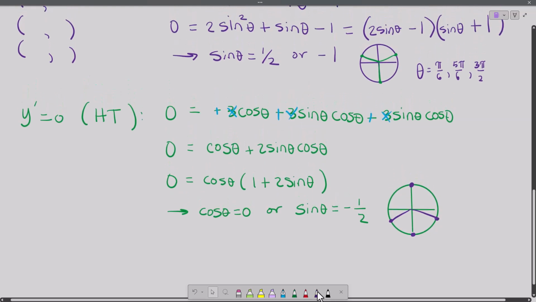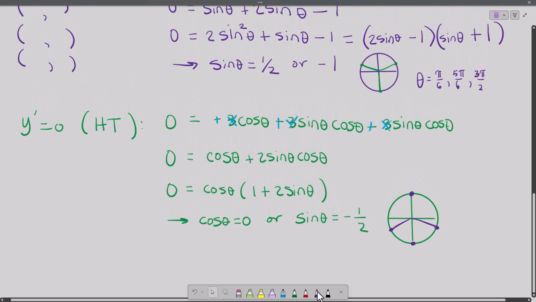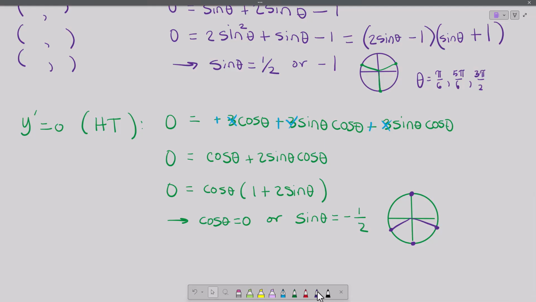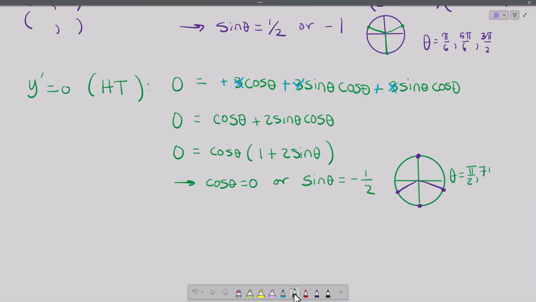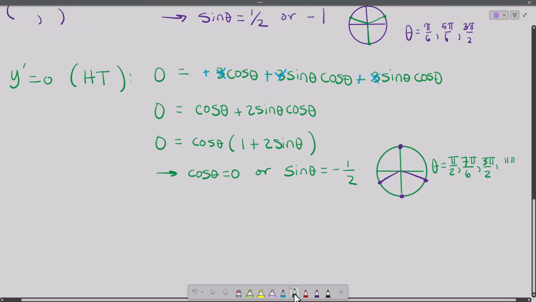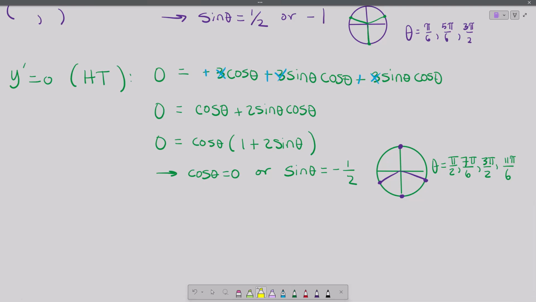And what do we notice? We have 4 angles, not 3. What we notice is that this 3 pi over 2 is duplicated. So let me write them over here. So theta is going to be pi over 2, 7 pi over 6, 3 pi over 2, and then 11 pi over 6. This one is duplicated.